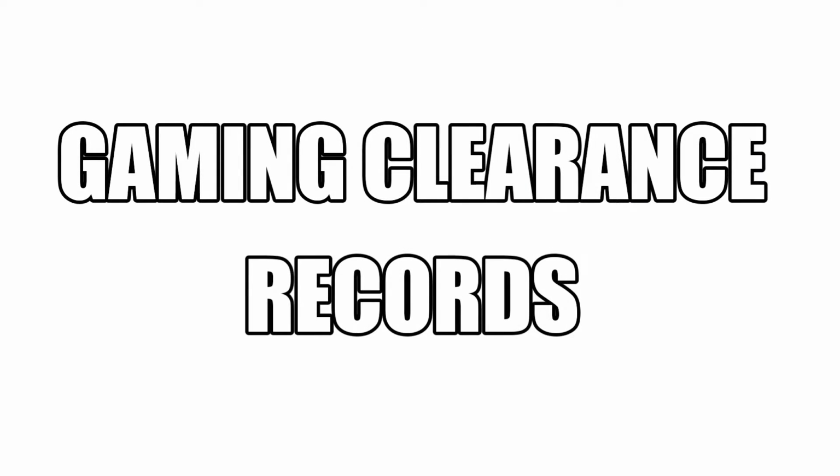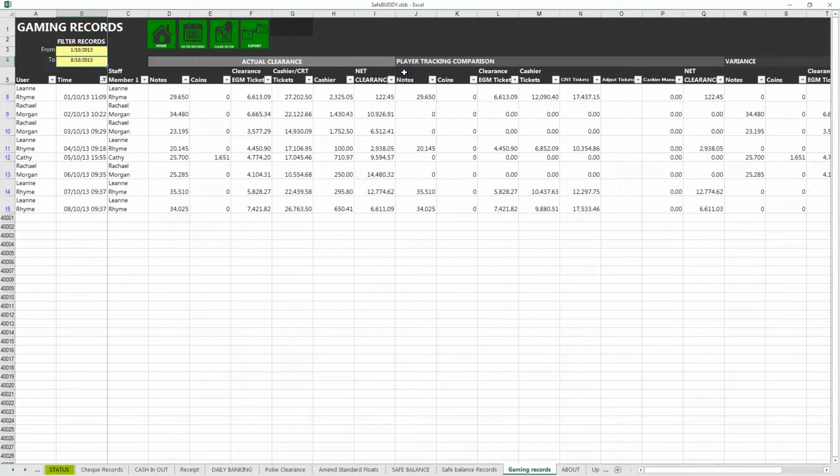End of month cash flow analysis is made easier when you're looking for variance, thanks to the gaming records stored in SafeBUDDY. This will report the variations on a daily basis between monies entered into SafeBUDDY and the data from your gaming system.